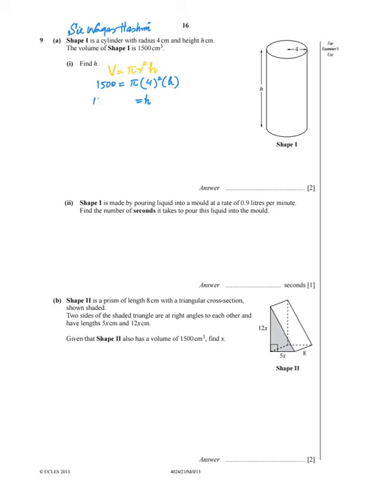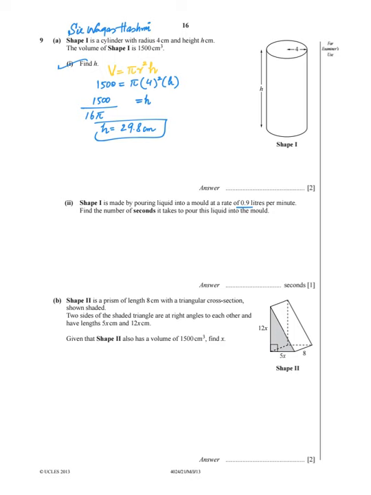So height will be equal to 1500 divided by 4 square is 16 pi, and by division you will get the value of height, and that is 29.8 centimeter, and that is your first part answer. After that, shape 1 is made by pouring liquid into a mold at a rate of 0.9 liters per minute. Find the number of seconds it takes to pour this liquid into the mold.